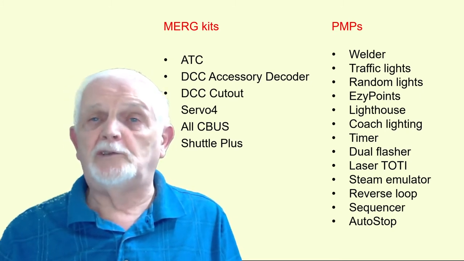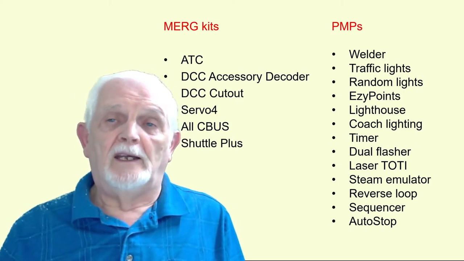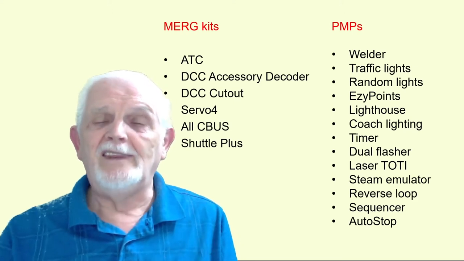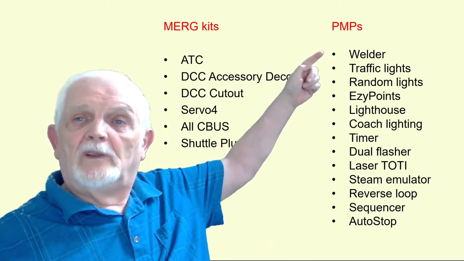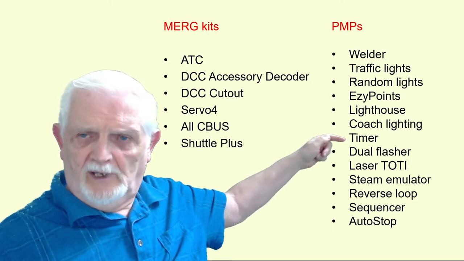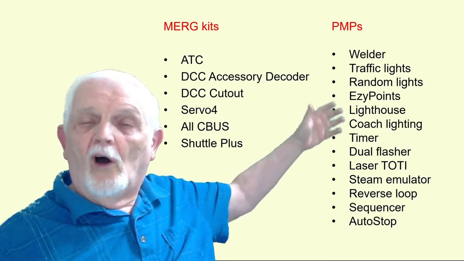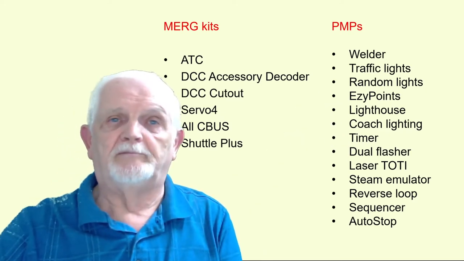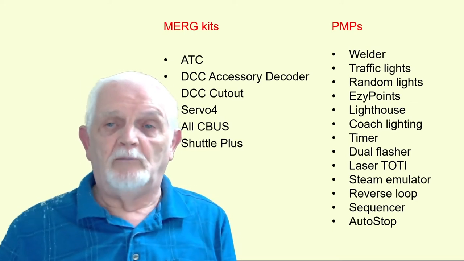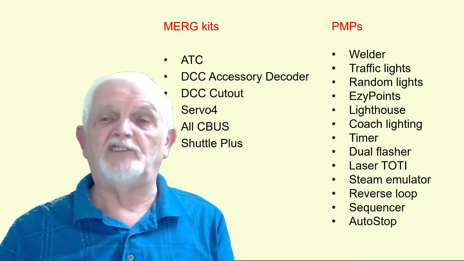The right hand side shows a whole list of pocket money kits, and it shows the versatility of PIC chips, because in that list there, the welder, the easy points, the lighthouse, the coach lighting, the timer, the geo flasher, laser totty, steam emulator, all use the exact same chip. They do all kind of different jobs, but they use the exact same chip. The only difference being the program you put inside them.